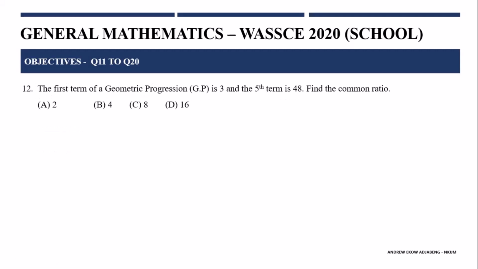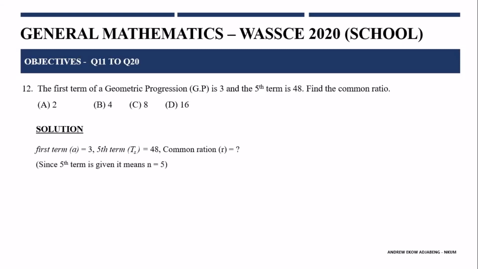Question 12. The first term of a geometric progression, GP, is 3, and the fifth term is 48. Find the common ratio. So A, our possible answers B, C, and D. Let's look at the solution. Here, our first term, which is represented as a, is given as 3. Our fifth term, T5, is given as 48, and our common ratio r is what we are looking for. This is the data we have at the moment.